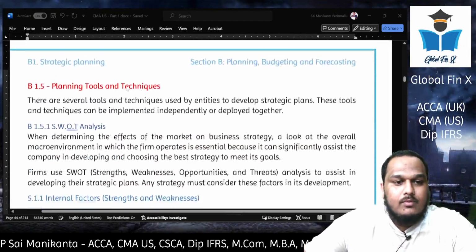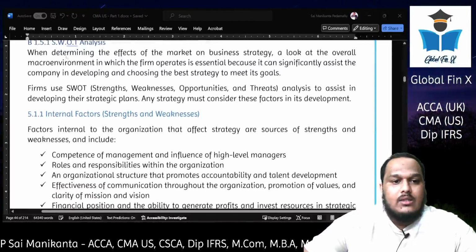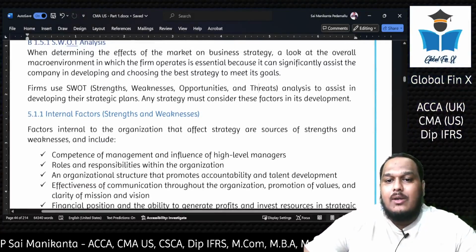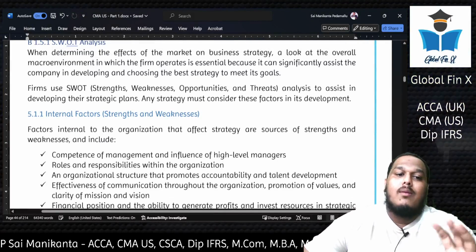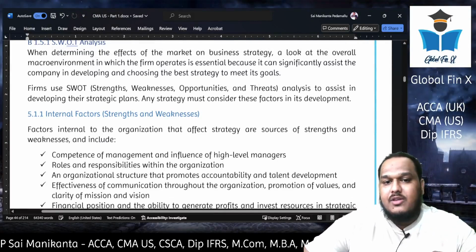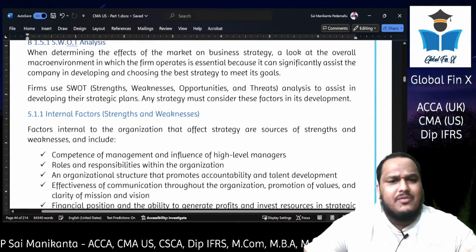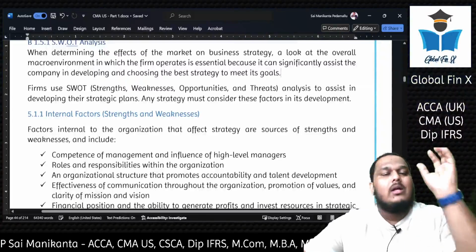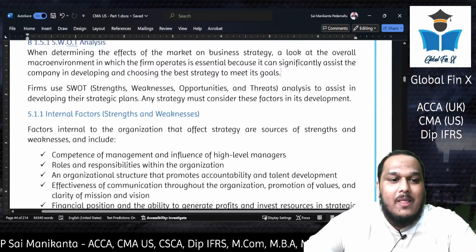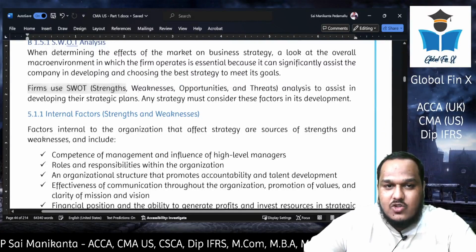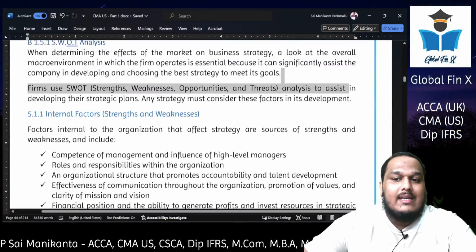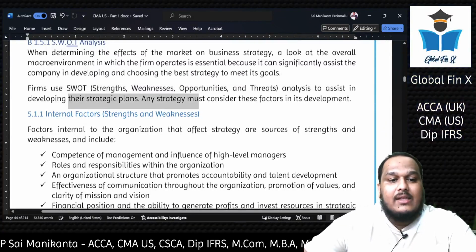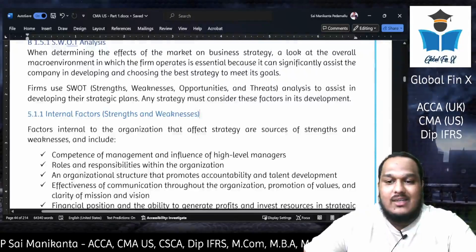Let's see here. So SWOT analysis. When determining the effect of the market on a business strategy, a look at the overall macro environment in which the firm operates is essential because it can significantly assist the company in developing its plans. Basically, you should have an overall picture. Firms use a SWOT analysis to assist in developing their plans. Any strategy must consider these factors in its development.